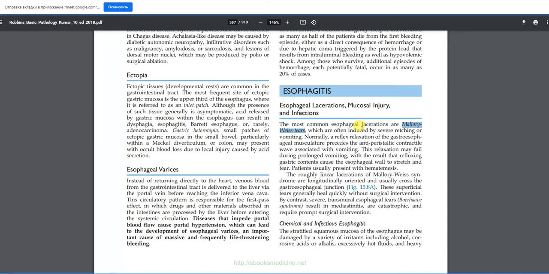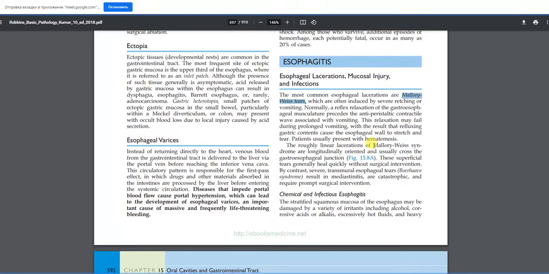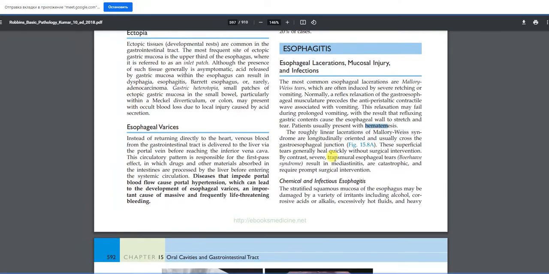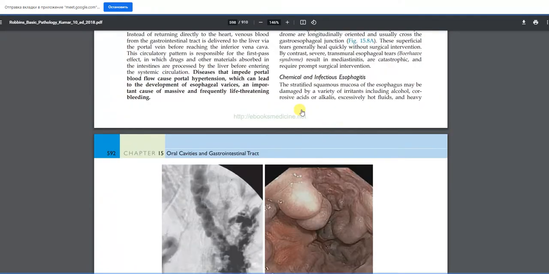Usually it's present in alcoholics, as I said, and in alcoholics the liver is already damaged, and very commonly we already have portal hypertension, which is associated with esophageal varices and vomiting, Mallory-Weiss tears. It leads to profound bleeding. It is visible as hematemesis. So hematemesis is vomiting with blood. Usually the tears are longitudinally oriented.